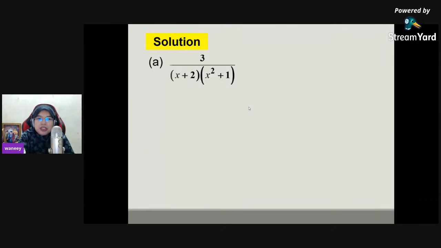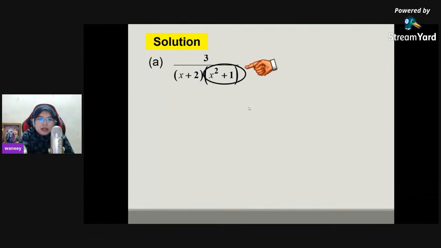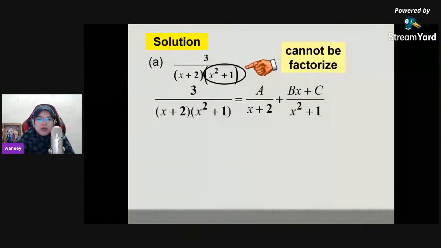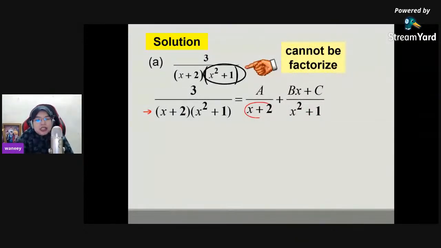Okay, so let us try to express A as the partial fraction. Okay, so now x plus 2 is simply a linear. So we are supposed to have some constant over x plus 2 and then bx plus c over x squared plus 1, because this is a quadratic that cannot be factorized. Okay, so now let us change into a common denominator. Like I told you before, take the denominator on the left hand side and then you divide with this. As you can see, we are left with x squared plus 1.